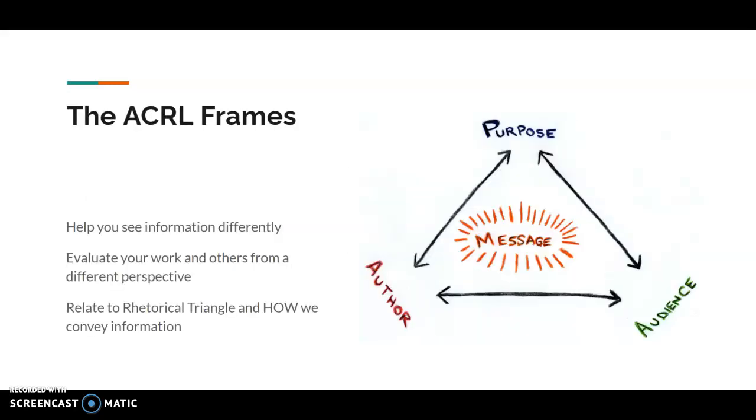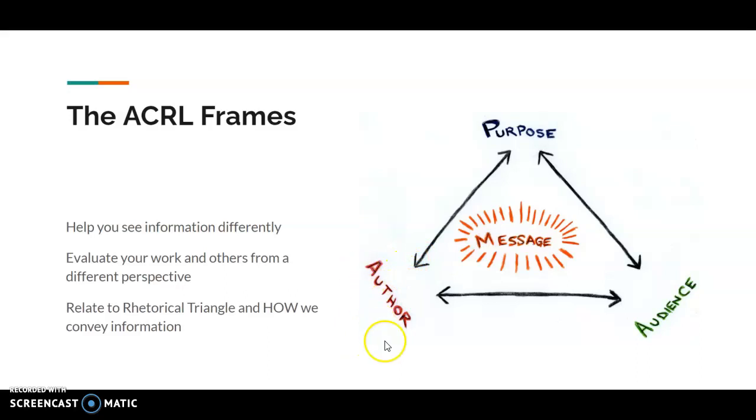So why do I even tell you about these ACRL frames? Because I want you also to think about information differently, not just as things that you do, but I think the ACRL frames help you to see it in a different way. Most important, I want you to be able to evaluate your work and the work of others from a different perspective. And this kind of relates to something you'll be doing in 121, the rhetorical triangle, right?